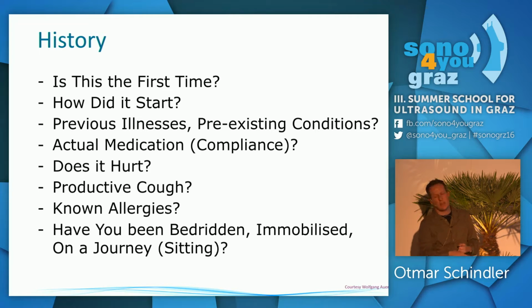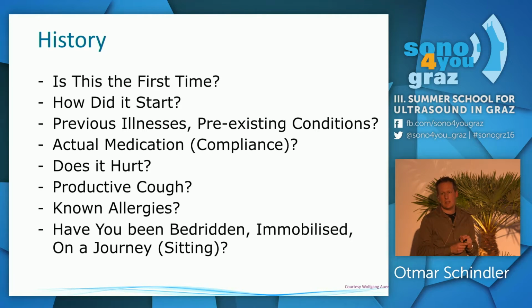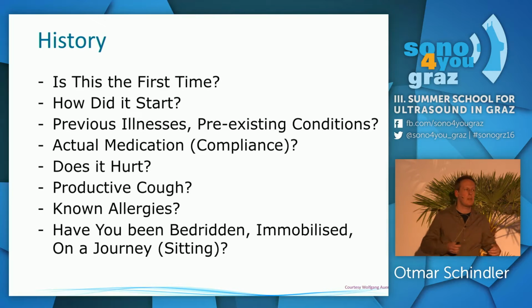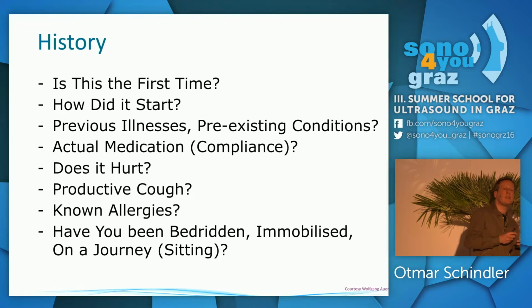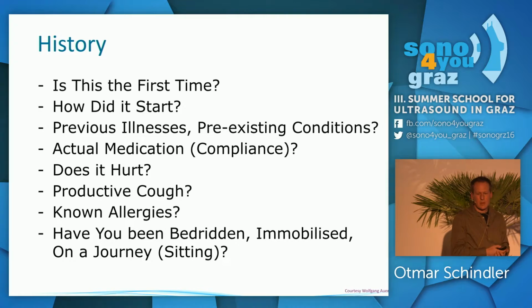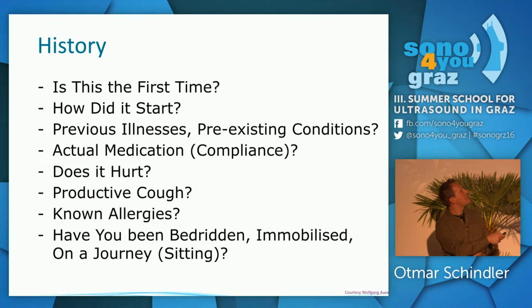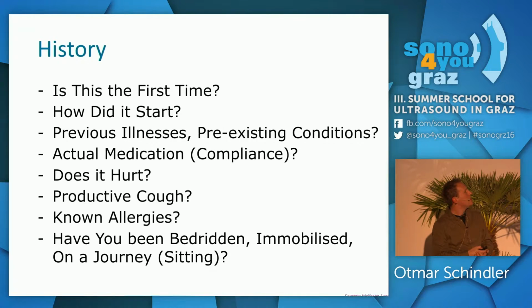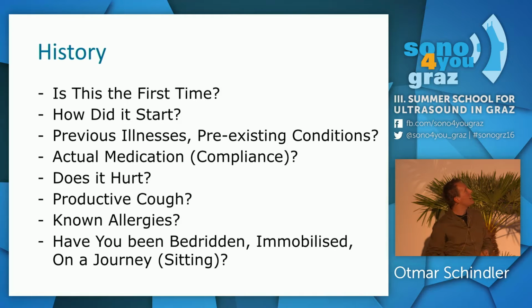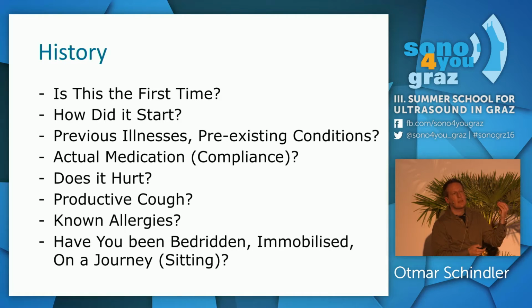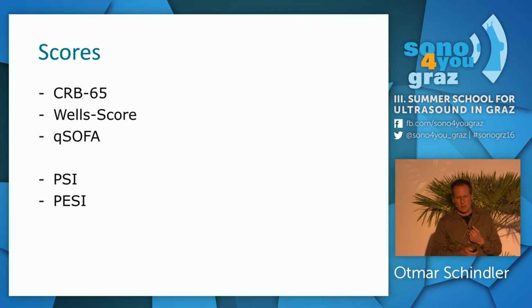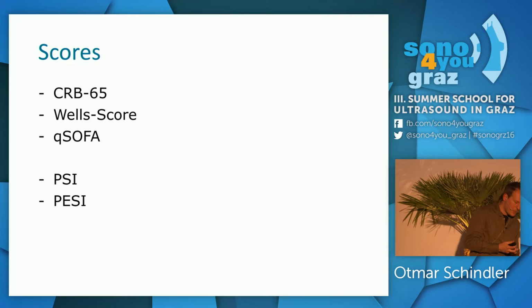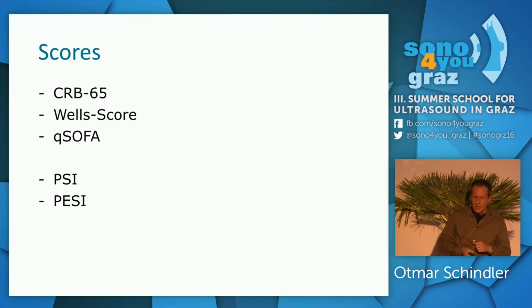What actual medication do you have? And do you take this medication? That's also important. There are people with acute heart failure, with chronic heart failure, who don't take their medications. That will not help them, okay? You could ask the patient if it hurts, if he has cough, if he has allergies, and if he has been immobilized or something. So those are the things you could ask him, and that could give you a clue what is the reason for the dyspnea. Then you could do some scores. We already know the Wells score. Then there's the CRB-65 for people with pneumonia, with CAP.